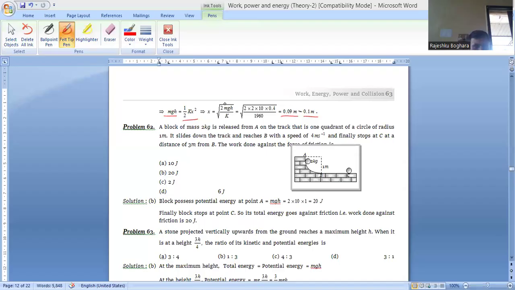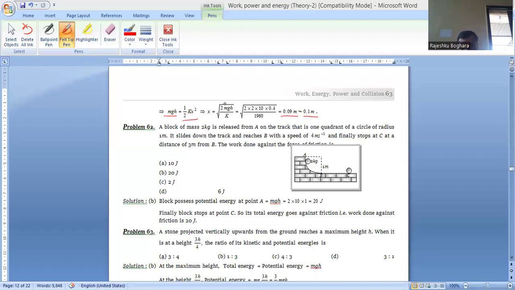Take the ratio of kinetic energy by potential energy. So kinetic energy is mgh/4 and potential energy is 3mgh/4. The mgh/4 cancels, so here we write 1/3.